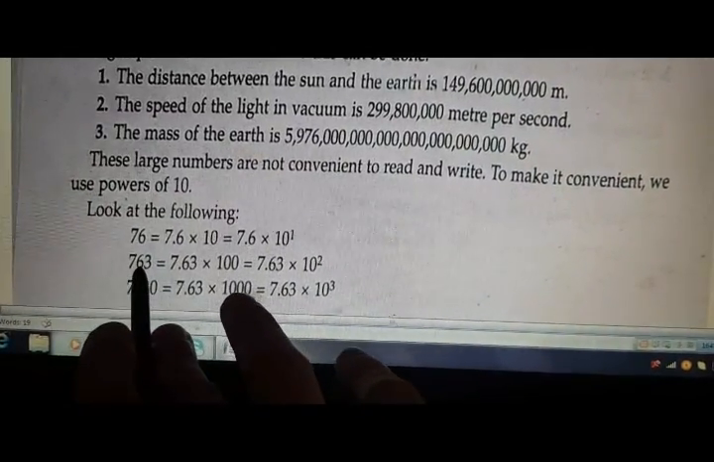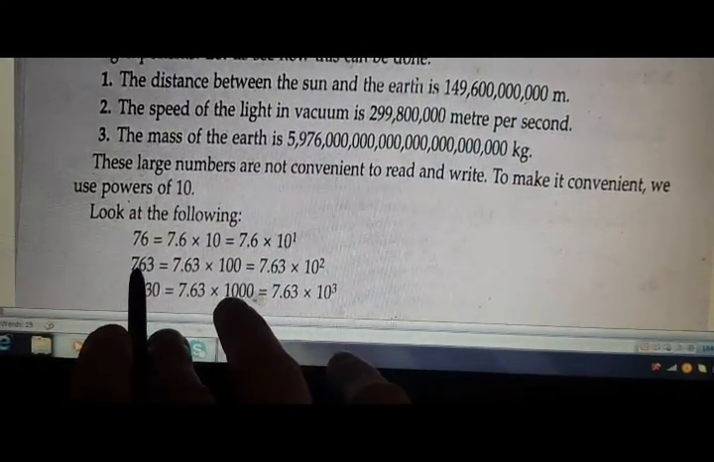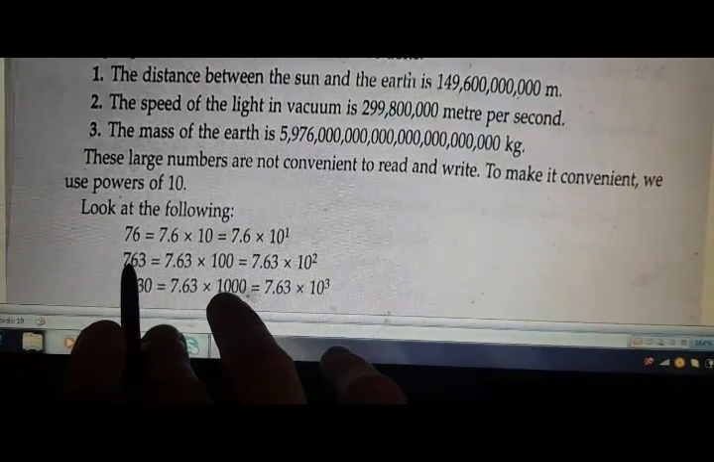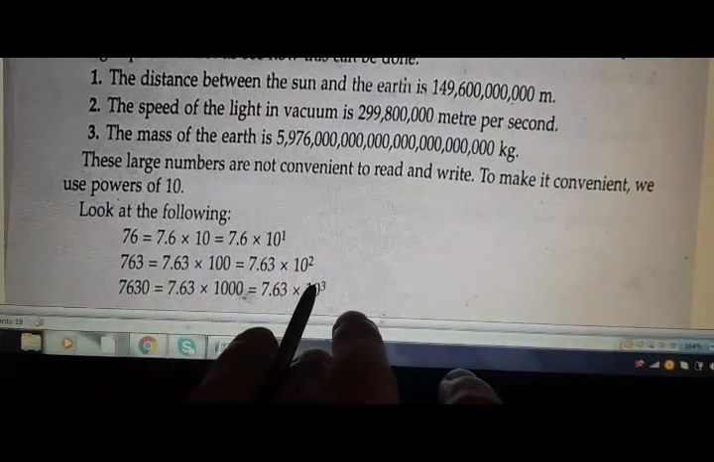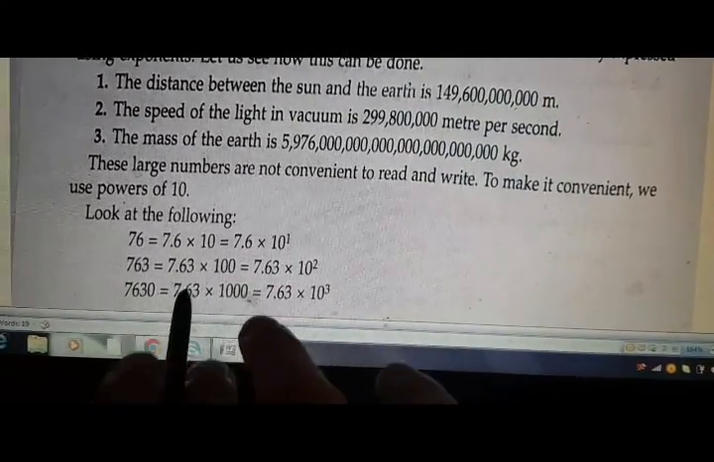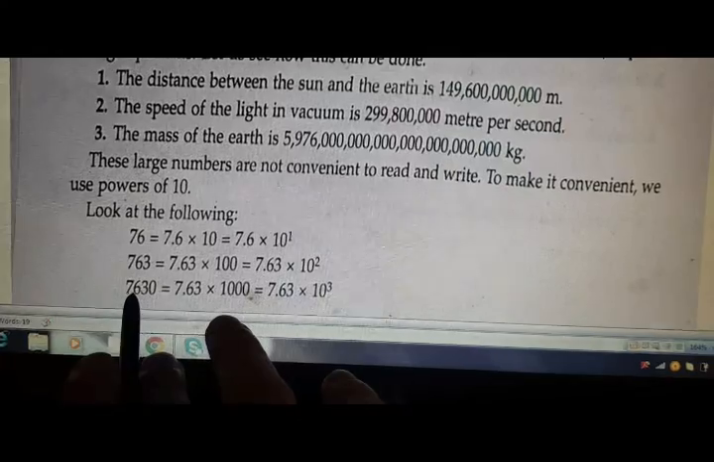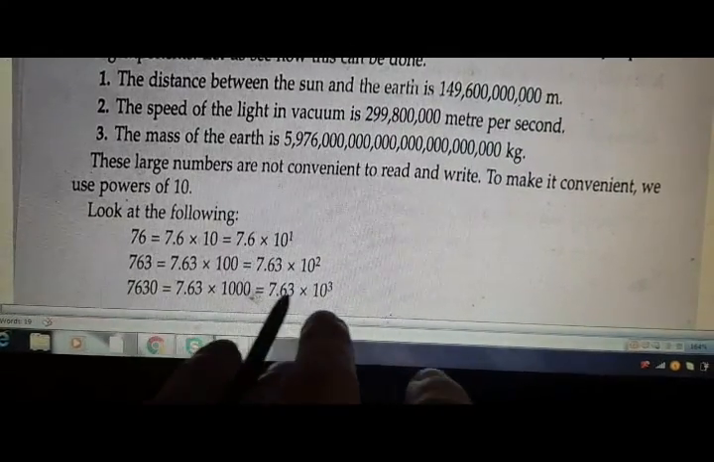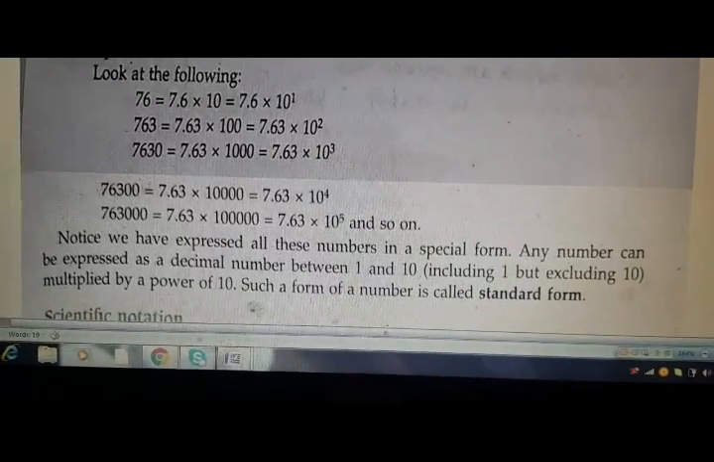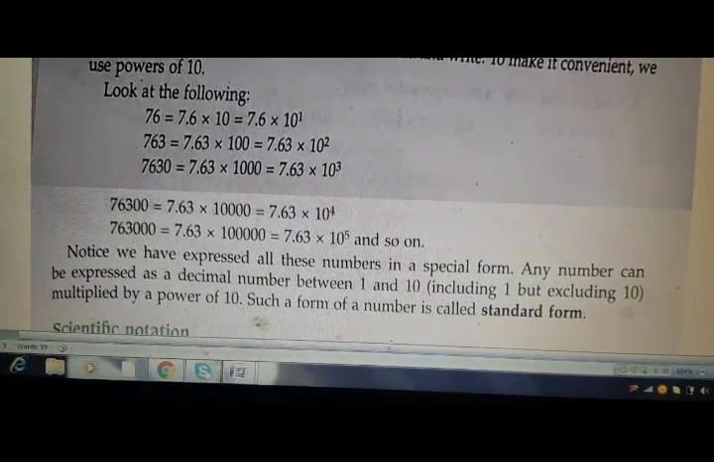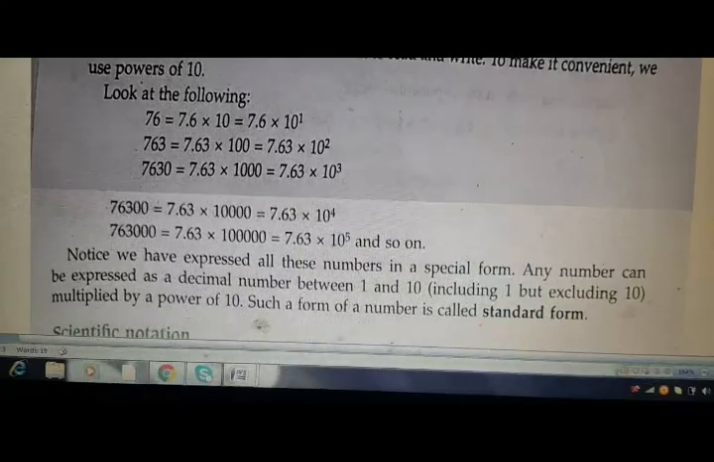Now in this we put the decimal here, and we have 2 digits after this, that means 100. We have the 100 place, so 100 means 10 to the power 2, so 7.63 into 10 to the power 2. In this, 7.63 into 10 to the power 3, 10 to the power 4 and 5 and so on. Now we can express all these numbers in such a special form.